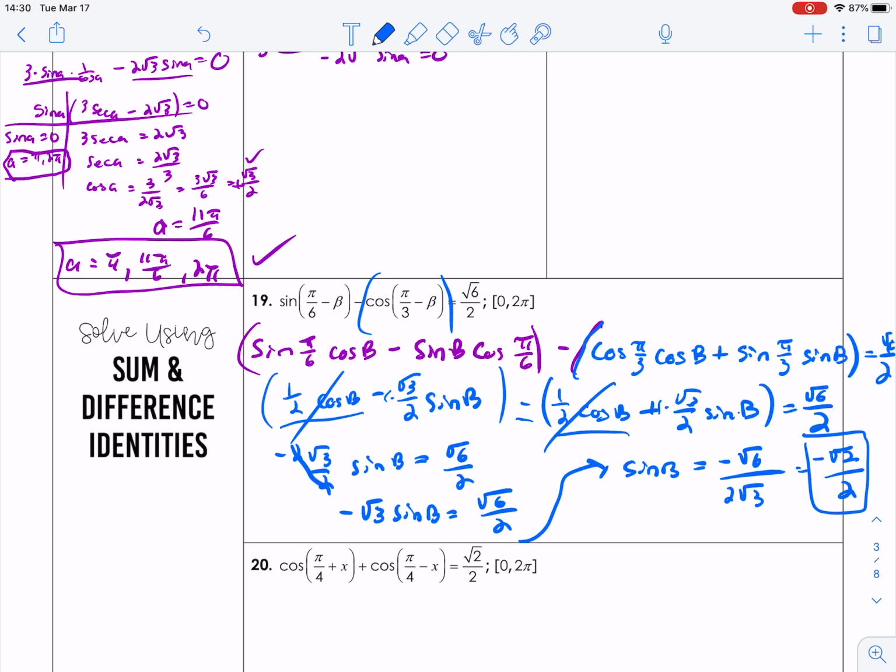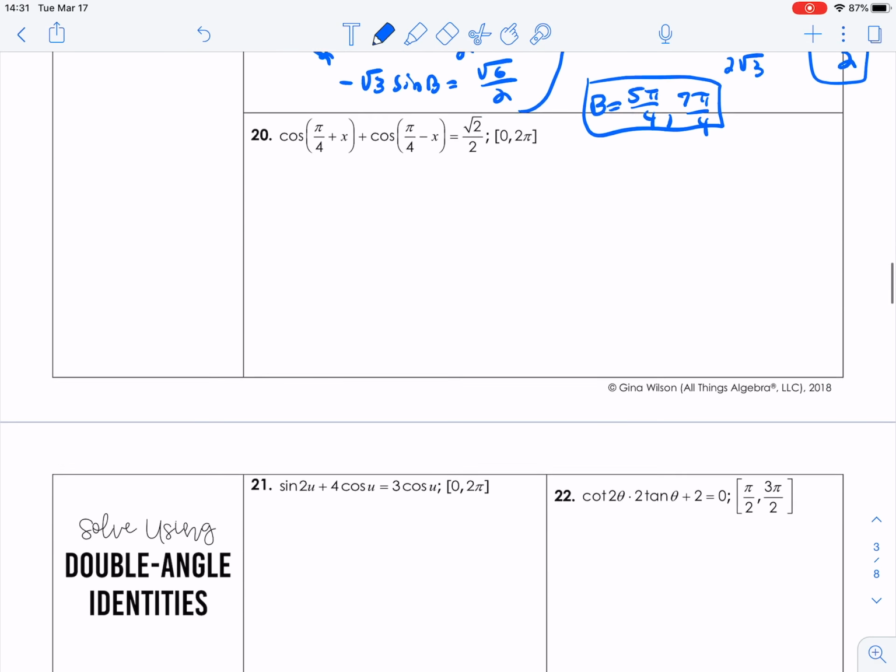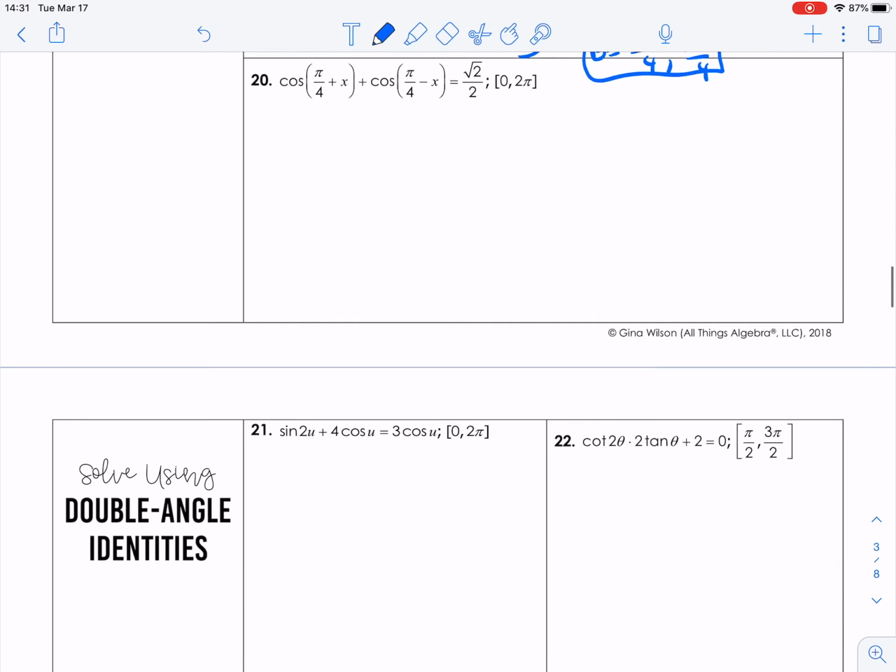So where does that equal negative square root of 2 over 2? When beta is 5 pi over 4 and 7 pi over 4. Since sine has to be negative in the third or fourth quadrant, that's why we use the third and fourth quadrant ones. There we go, 19. There is a sum difference identity example.